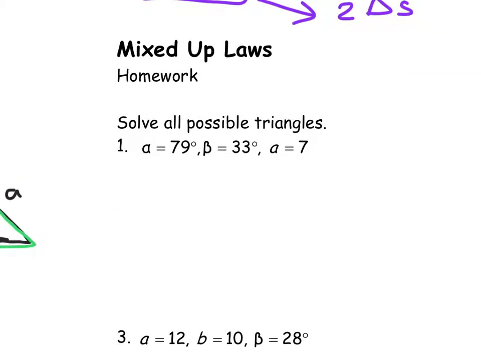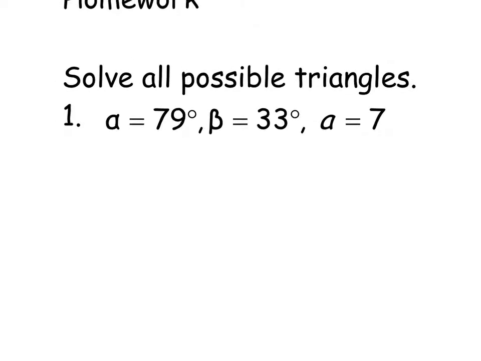Okay, now we're ready to start on number 1. So first of all, I need to decide what is given. Let me sketch triangle ABC. I'm given angle A to be 79 degrees, I'm given angle B to be 33 degrees, and I'm given side a to be 7.